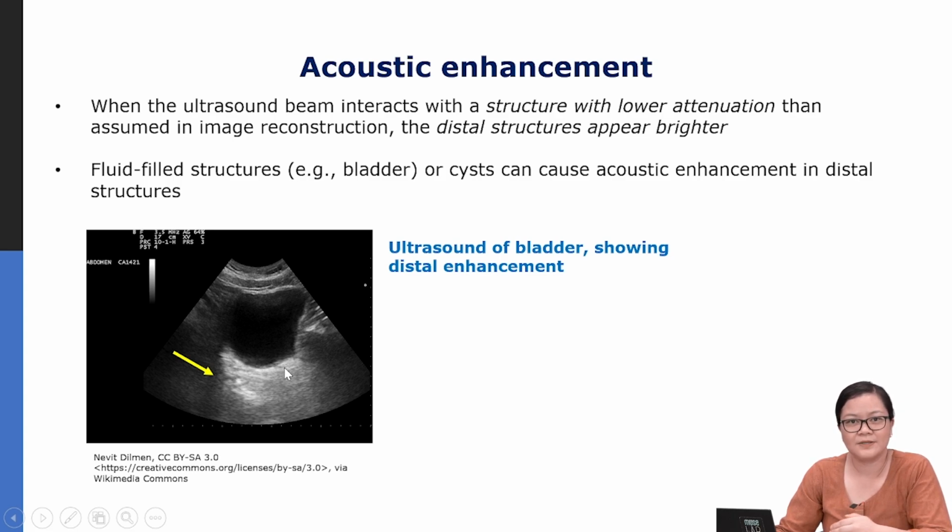So we'll define now what proximal and distal are. Proximal is close to the transducer, distal is further away from the transducer. So if you have a fluid-filled structure like a bladder or a cyst, then it can cause this acoustic enhancement in the distal parts of the tissue here.